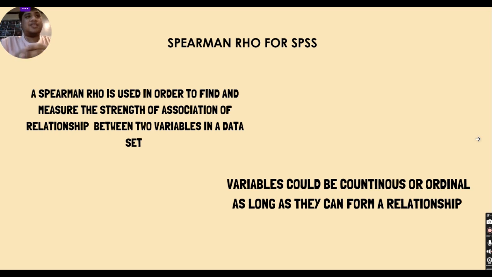So first, let's discuss what is the Spearman-rho. Spearman-rho is a type of correlation. It is used in order to find and measure the strength of association of the relationship between two variables in a data set. And this is where we determine if there is a significant correlation between one variable and the other. If they are connected, if they have a strong relationship, or if they do not. And variables could be continuous or ordinal as long as they can form a relationship.